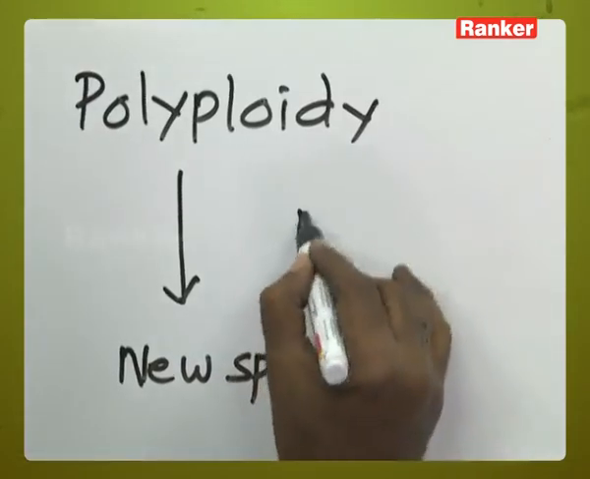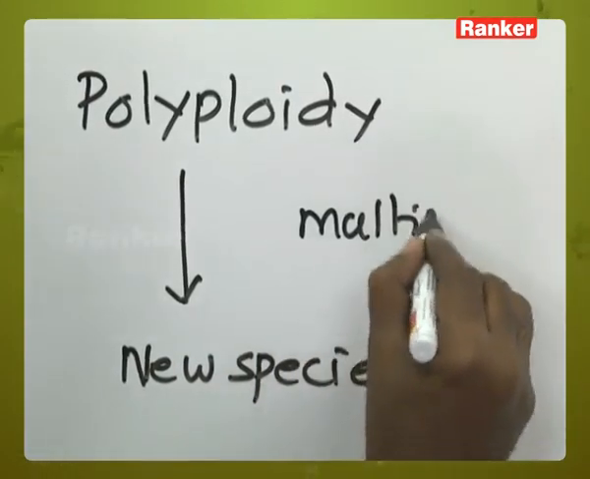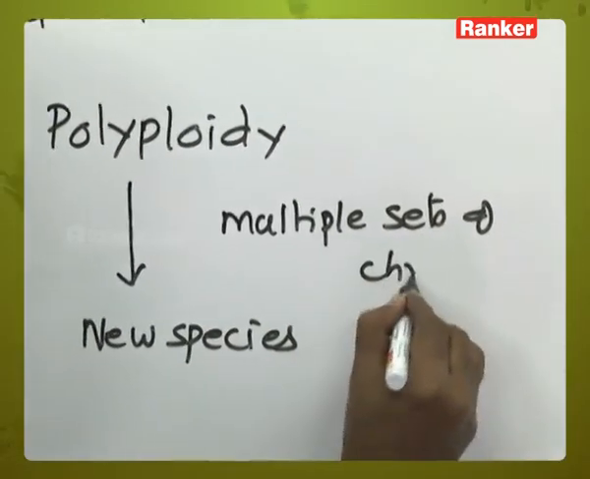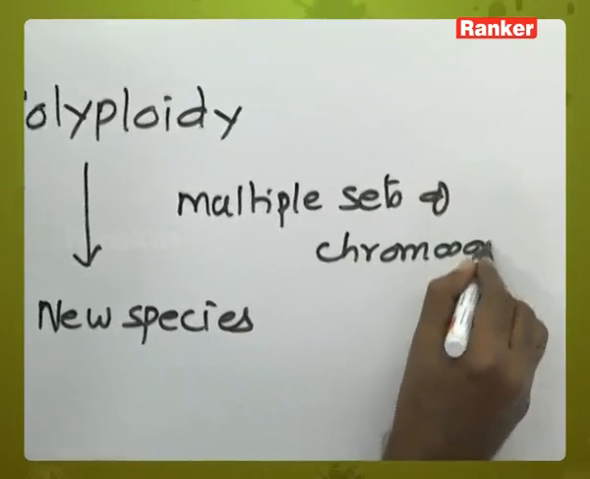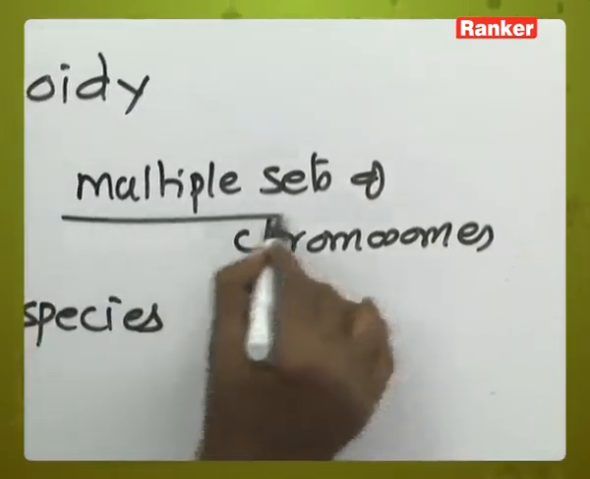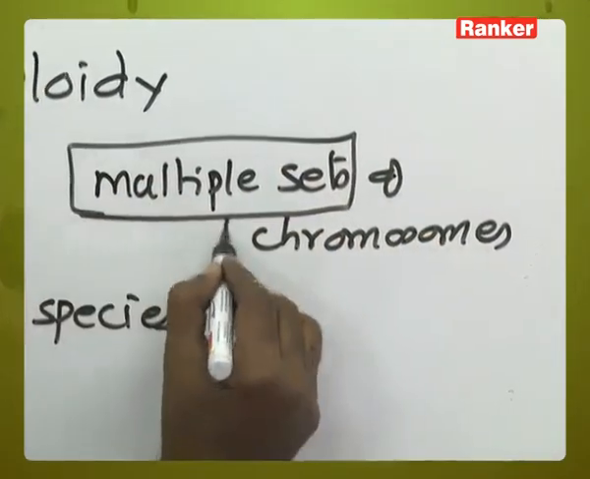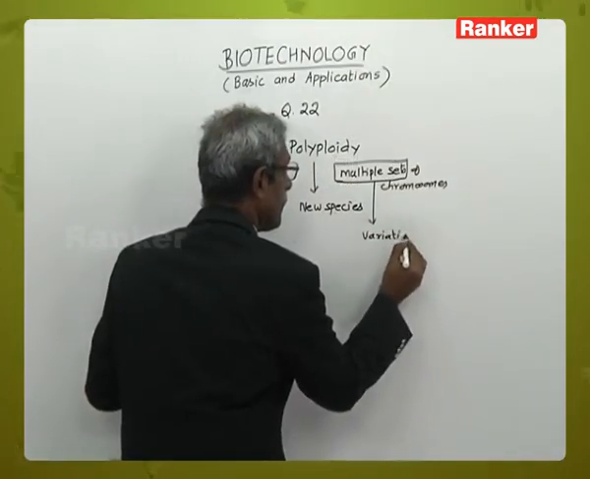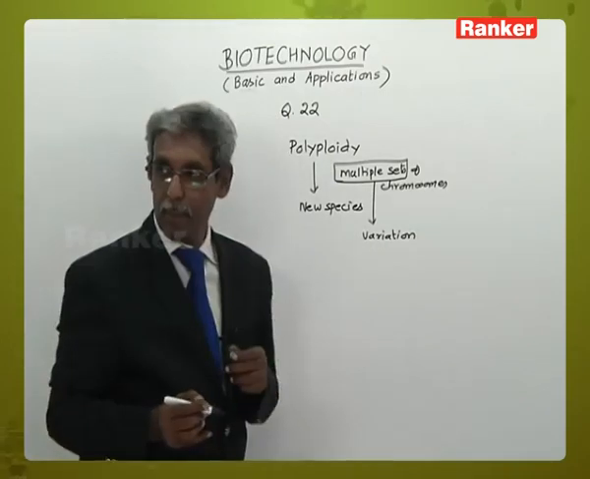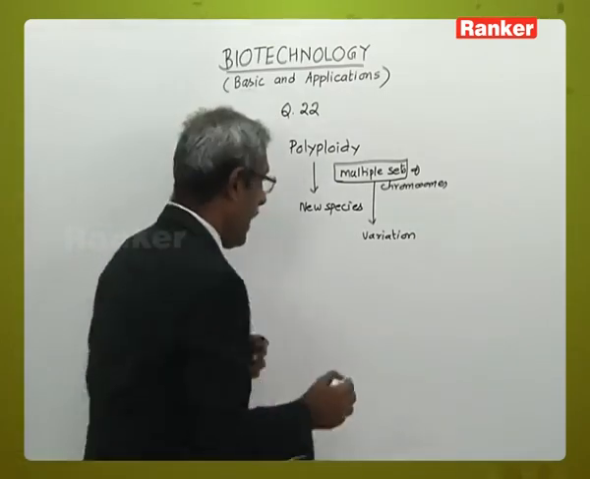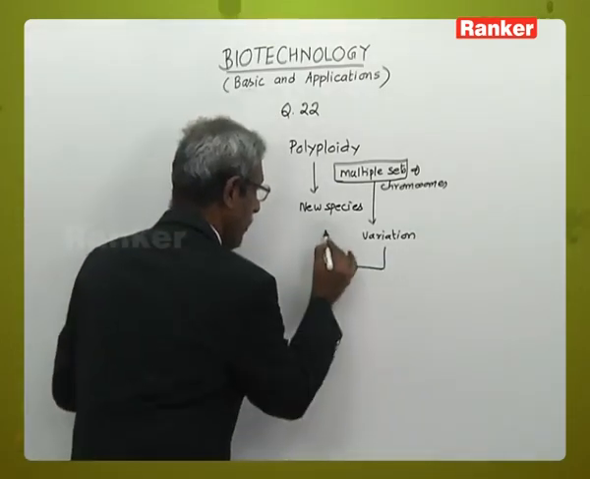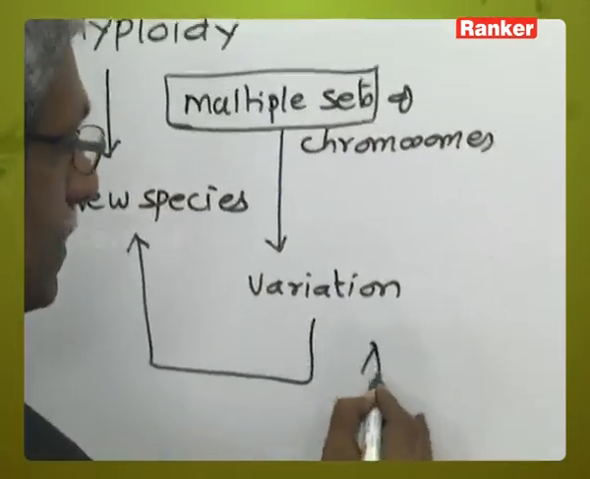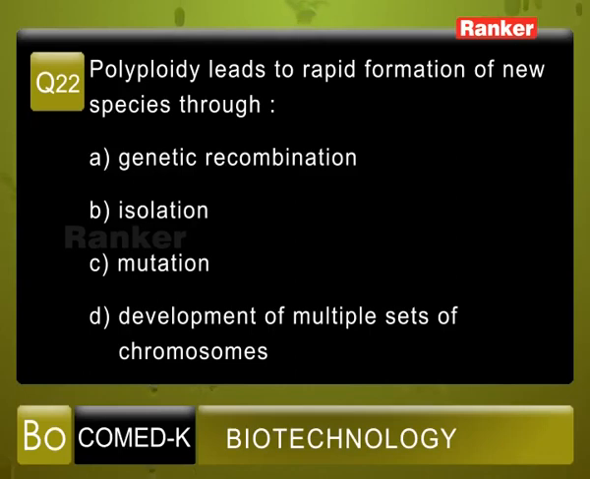So, when you have got multiple sets of chromosomes, the multiple sets are the basis for variation. And this results in the formation of new species. Hence, the answer is D.